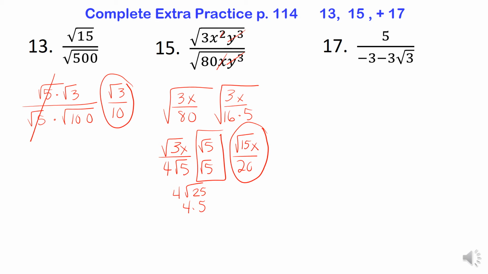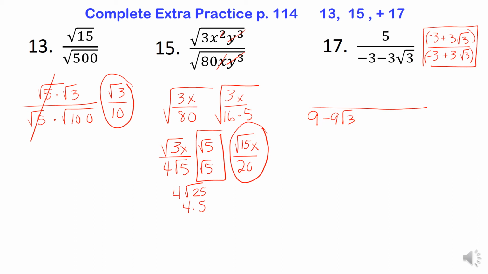Okay, so for this one, we're going to use the conjugate. I'm going to go ahead and write it up here. So my conjugate is still -3. I only change the center sign. So make sure you remember that. You don't change everything. Okay? And then the top has to be exactly the same. So I'm going to go ahead and do my denominator first. I get -3 times -3 is +9. -3 times 3 square root of 3 is -9 square root of 3. -3 square root of 3 times -3 is +9 square root of 3.